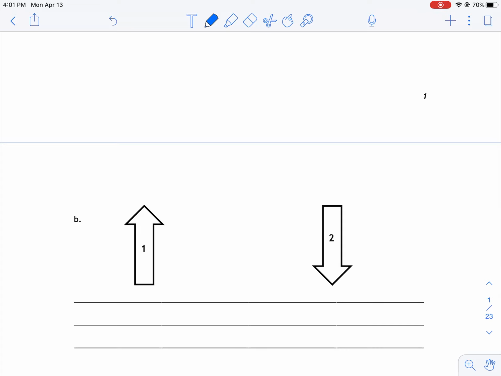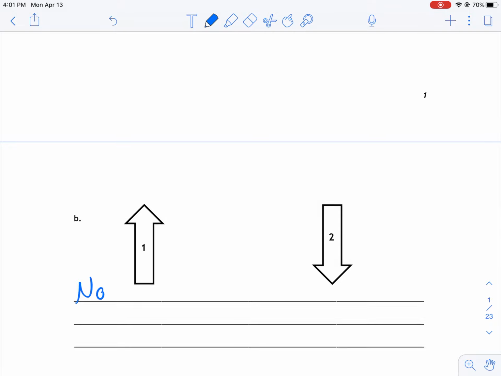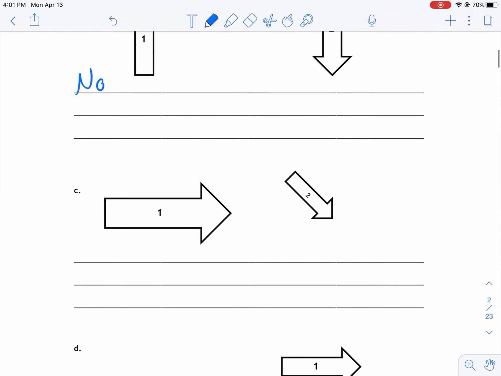So on problem B, is figure 2 a translation of figure 1? Again, figure 1 is the pre-image. So looking at this, the arrows are both the same size and shape. However, if you notice, the arrow on figure 2 is pointing down, where the arrow in figure 1 is pointing up. So another transformation was involved here beyond a translation. So this is not just a simple translation. So this is going to be a no.